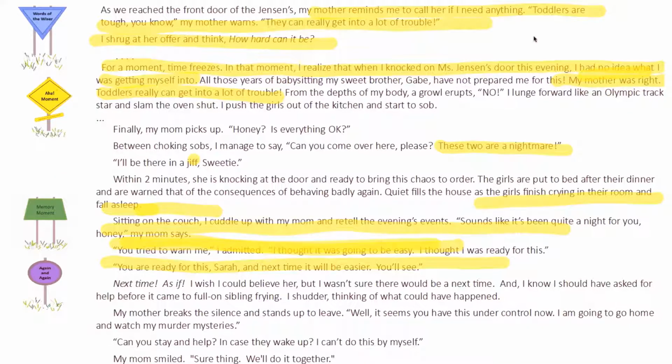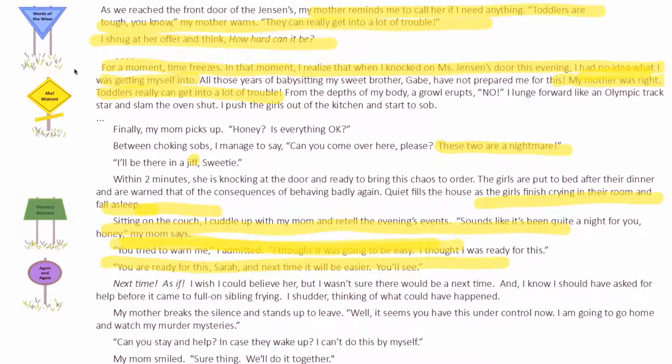So in the story, Ms. Maxwell and I are writing about Sarah going babysitting at the Jensens and having everything go wrong. We've tried to do little bits of each of these. For example, at the very beginning, when her mom is dropping her off, she says to call her if she needs anything and says that toddlers are tough, my mother warns. They can really get into a lot of trouble. At that point, Sarah shrugs at her offer and thinks, how hard can it be?